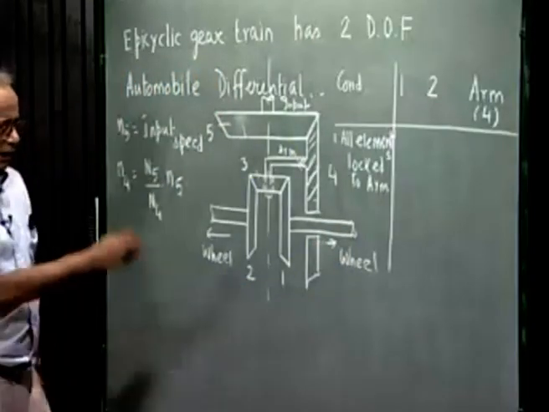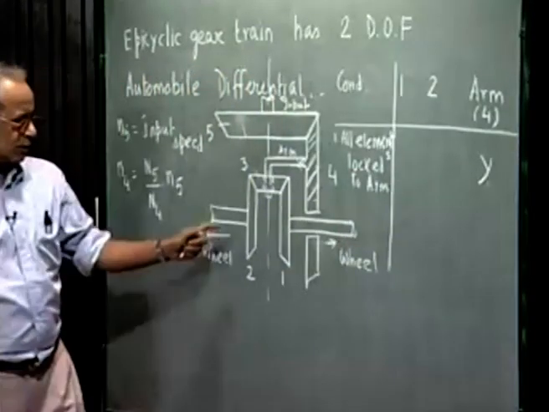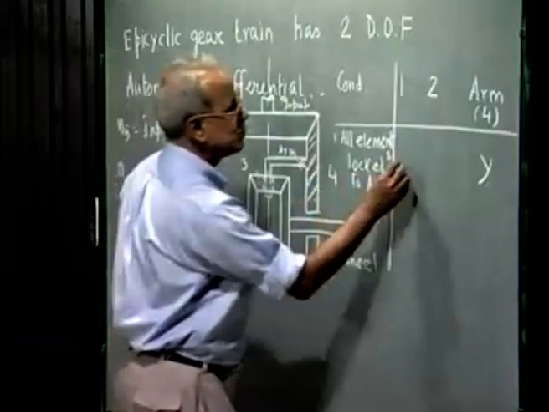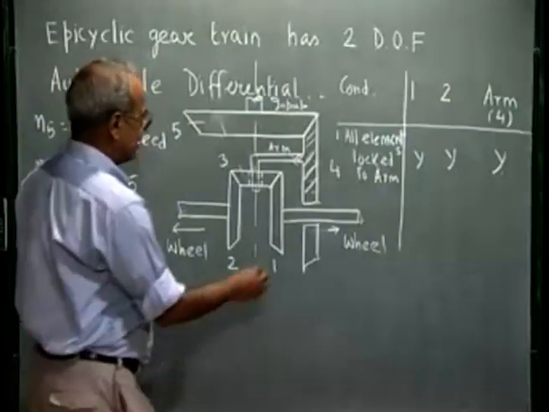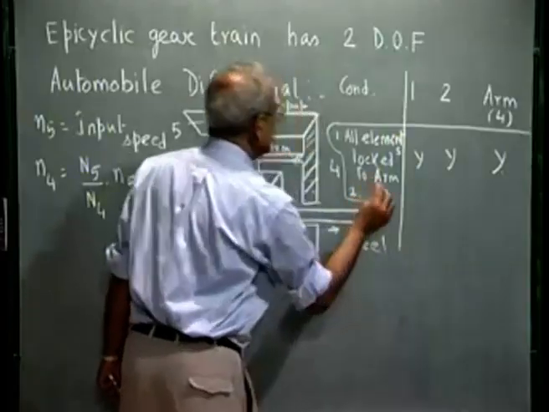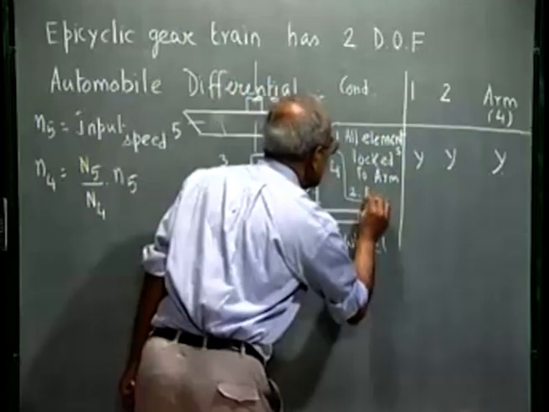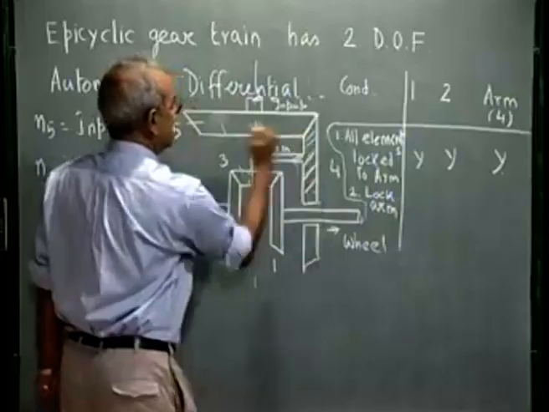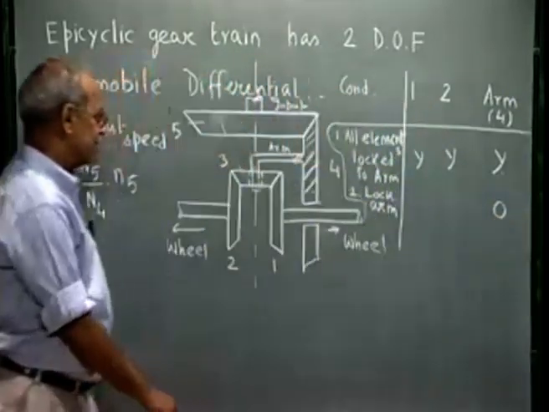And then the arm is given some y revolution. Because 1 and 2, 3, everything is locked to the arm, this whole thing rotates like a rigid body. So 1 and 2 also get the same revolution y. Then we say the second condition. Second condition is we lock the arm. That means we hold this fixed. So the arm is locked, so no revolution to the arm.